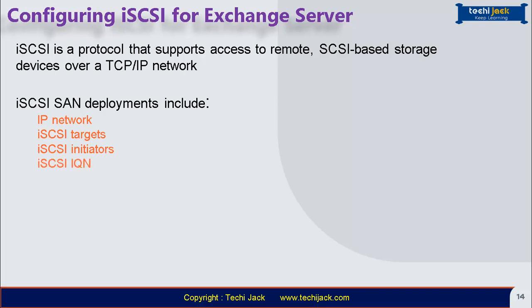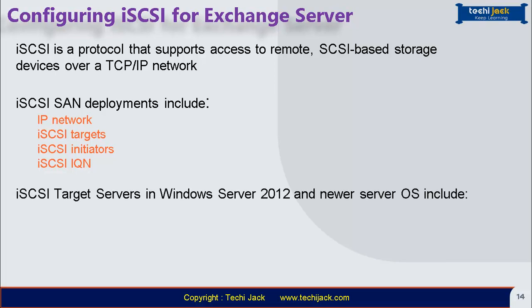iSCSI qualified name, IQN. IQNs are the unique identifiers that are used to address initiators and targets on an iSCSI network. iSCSI targets in Windows Server 2012 and newer server OS include network diskless boot. You can use iSCSI targets to deploy diskless servers quickly, and by using differencing disks, you can save up to 90% of storage space for the operating system images.